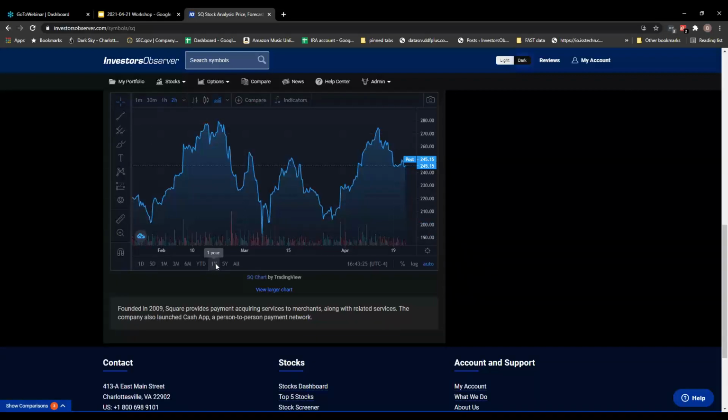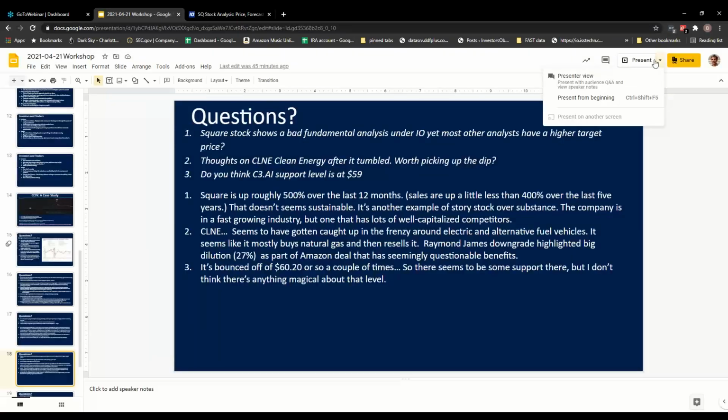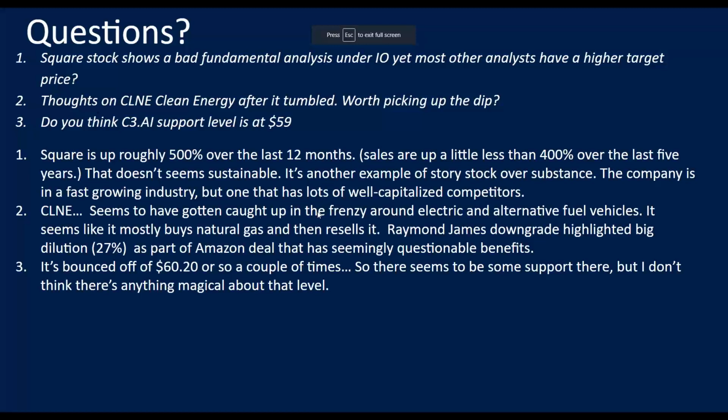All right, so here's the other thing that I want to point out about Square and valuation. Square was at about 50 a year ago and is almost 250 now. So that's a roughly 5 times increase. It's maybe a little tough to justify a 500% increase in the stock. Especially, and I looked here, sales are up a little less than 400% over the last 5 years, which is incredible growth. Don't get me wrong, but if you're up 500% over the last 12 months, you're not buying the stock because of some Warren Buffett, Ben Graham deep value analysis. Okay, that's not why you're buying it.